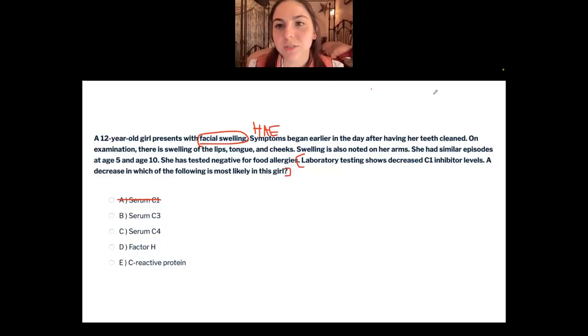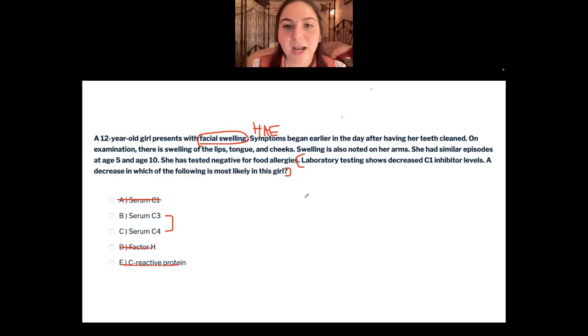So lab testing shows decreased C1 inhibitor levels, so a decrease of which of the following is seen in this girl. So they're talking about CH50. So CH50, we know it's either C3 or C4. So how do you choose between C3 and C4? With a C1 inhibitor deficiency, C1 is going to be normally active as it is. And what does C1 start the process with? There's two zymogens that C1 can cleave. Yeah, C2 and C4, exactly.